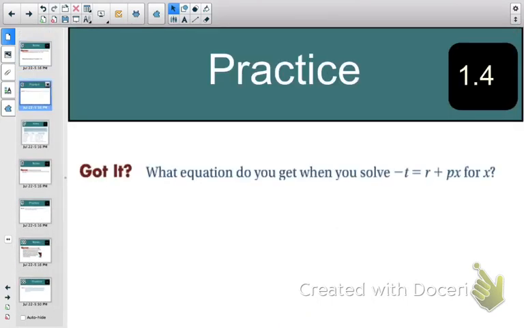Alright, a couple more things to do. What equation do you get when you solve this equation for x? In this one you only have one x here, so no factoring required. So I'm going to let you go ahead and try that. You just need to isolate your x. So go ahead and pause this in 3, 2, 1, pause.